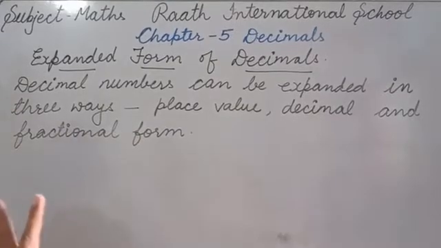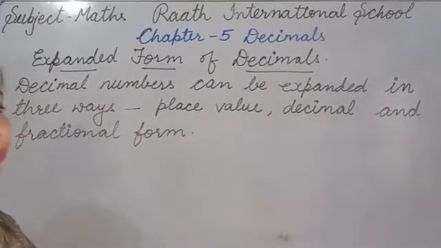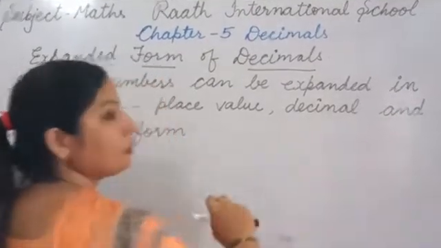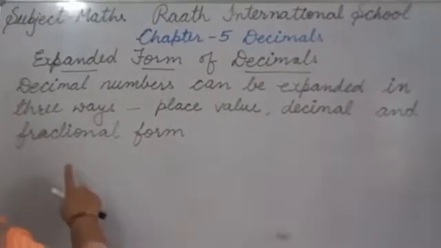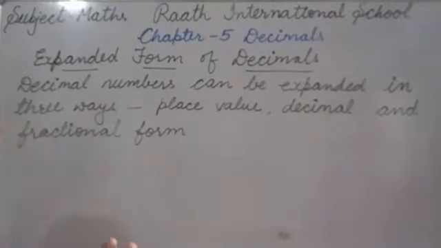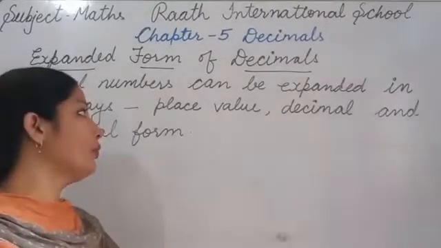There are three methods. One is place values, sum of place values. Okay. One method is that. Second is decimal form. You can write in decimal form also, expanded form. And third is fractional form. So by three methods you can write the expanded form.